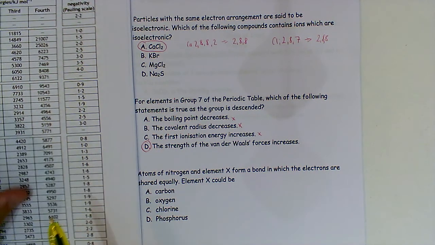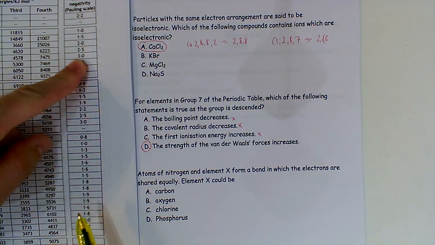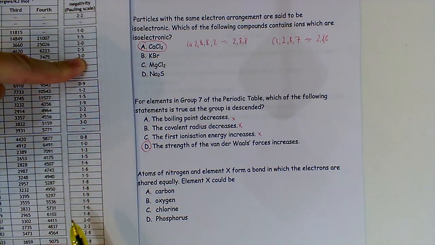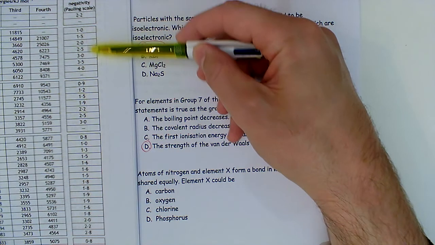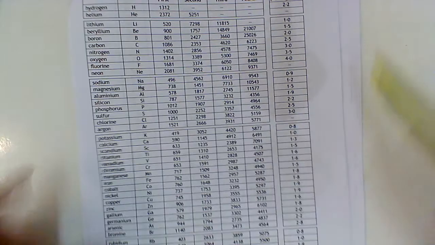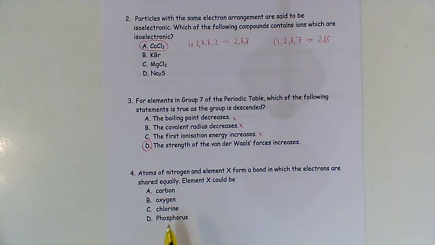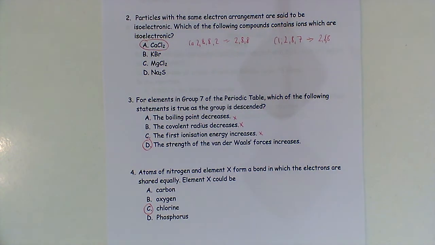We're going to look at nitrogen. Nitrogen has an electronegativity of 3, and we just want to see what other element has an electronegativity of 3. We've got one here. When I go across, that's chlorine. Is that one of our options? Yes. So there we go.